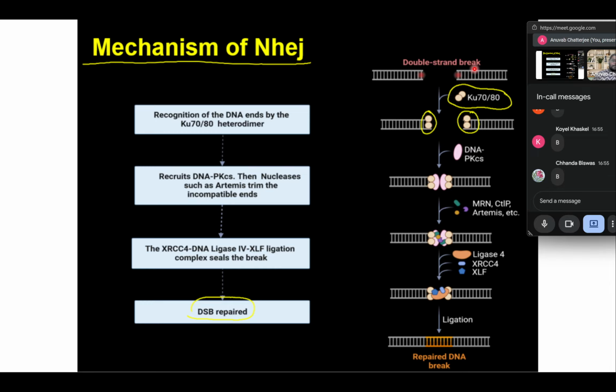But if it is a big break in which a part of the DNA is chewed up, which causes an overhang to form, in that case, this will cause deletion of genetic information, because all this overhang will be chewed off by the DNA nucleases, and then the two ends will be joined together.